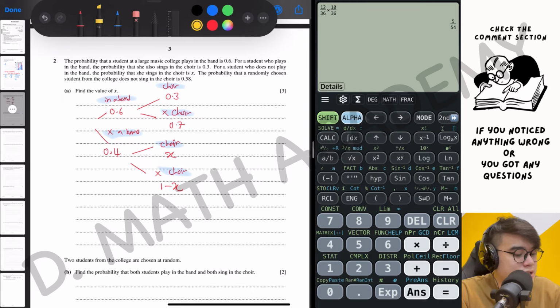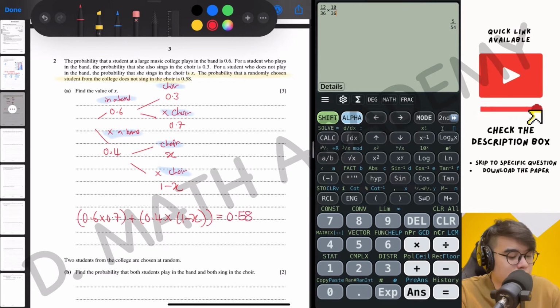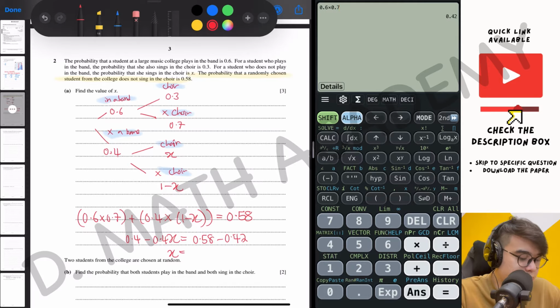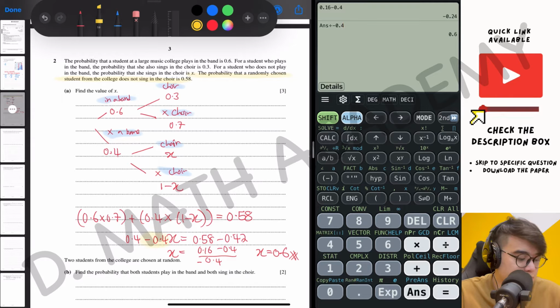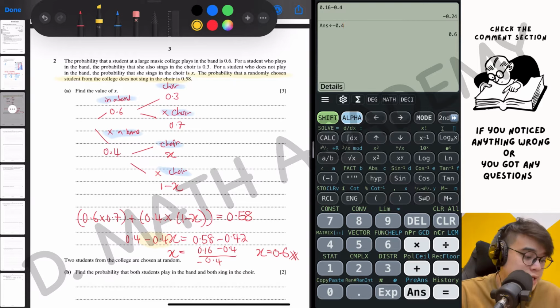Then let's check the last sentence here. They say the probability that a randomly chosen student does not sing in a choir is 0.58. So does not sing in a choir will include in a band but not in a choir, adding up with 0.4 times 1 minus x, and you get it as 0.58. So let's run the calculation and double check the results. You will get your x as 0.6. That's how you find your 0.6 here. Kindly take note, I shifted the 0.4, and because the relationship between 0.4 and 1 minus x is multiplication, when I shift, the entire thing will be divided.